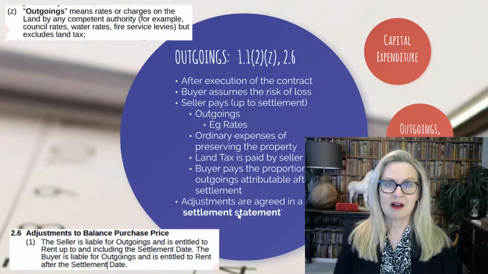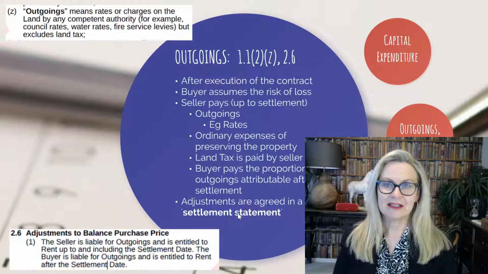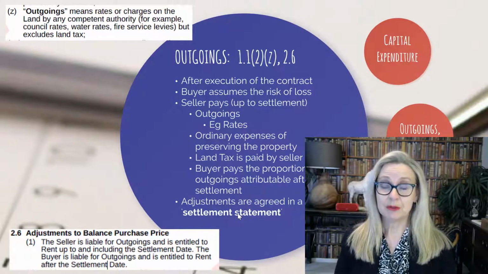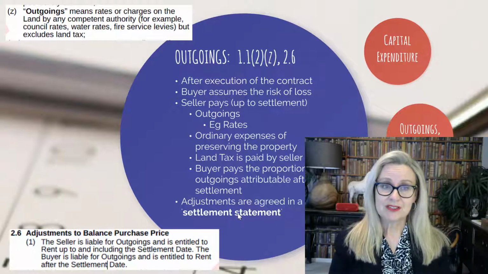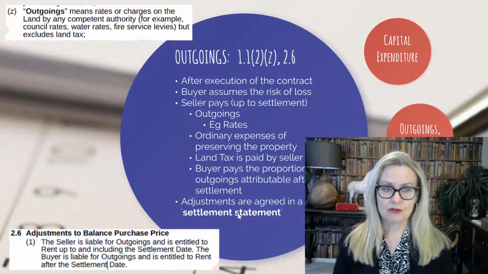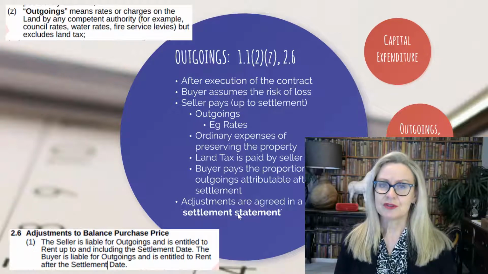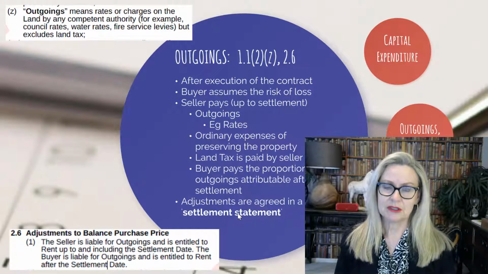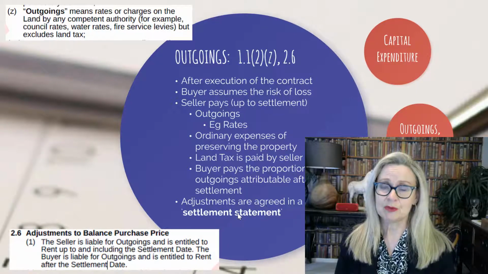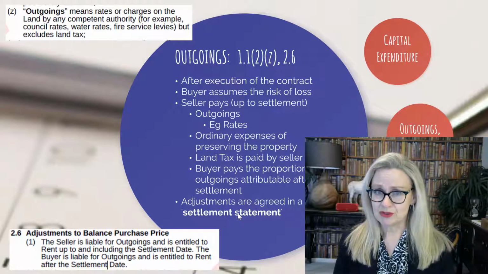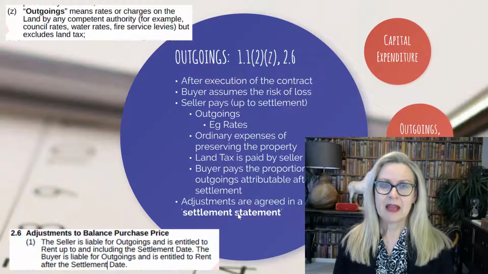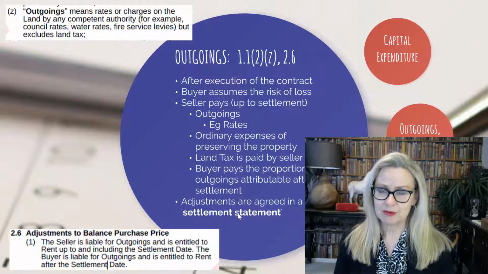Now, outgoings are defined in clause 1.1 sub 2 sub Z of the REIQ Standard Form Houses and Land Contract. It's also dealt with in clause 2.6, and you'll see I've given you a little screenshot of those two clauses there. After execution of the contract, as we saw in the other video series, the buyer will assume the risk of loss, almost all of the loss, and the seller is responsible for upkeep of the property to settlement.